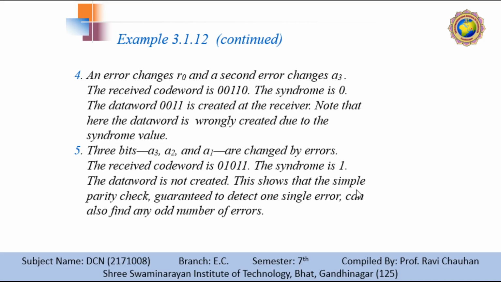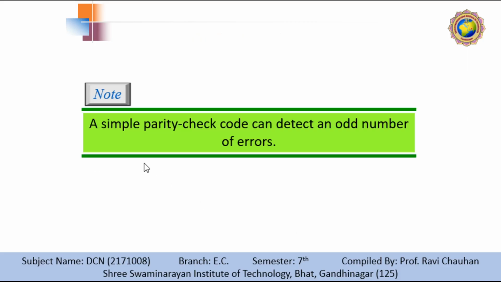This shows the simple parity check is guaranteed to detect a single error. It can also detect any odd number of errors. It only detects the error, not corrects it. So we can say that a simple parity check code can detect an odd number of errors. A better approach is the two-dimensional parity check. In this method, the data word is organized in a table of rows and columns.